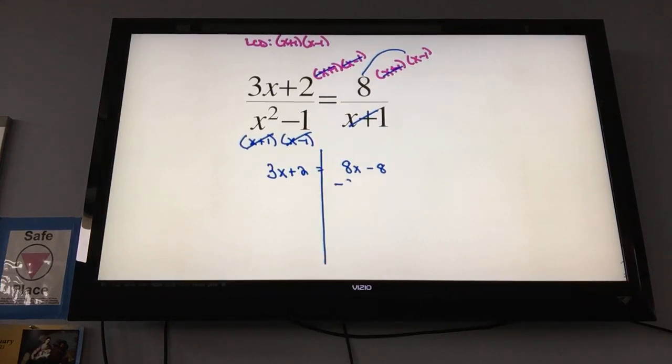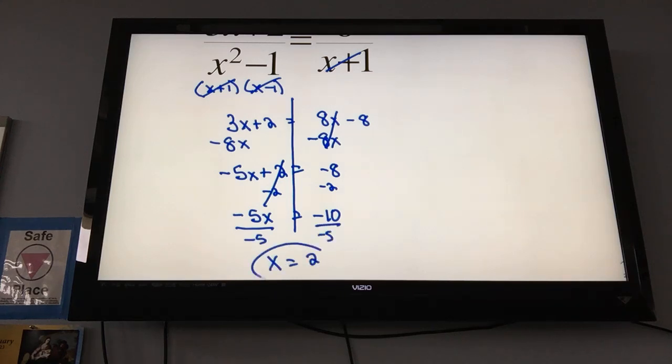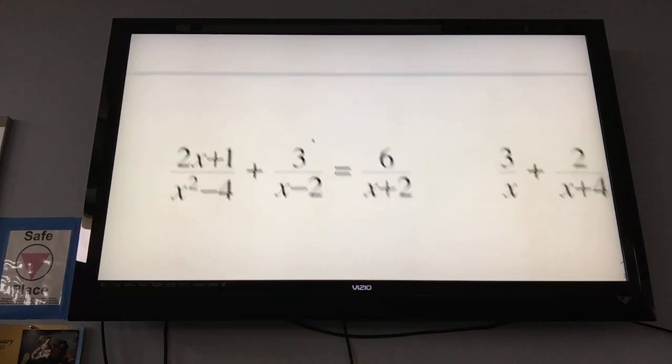So subtract the 8x, bringing it to the left. 3 minus 8, negative 5x. Bring your 2 to the right, so subtract 2. So negative 5x equals negative 10, and divide by negative 5. And x equals positive 2. So again, we had to factor that denominator first. Likewise, on this one.